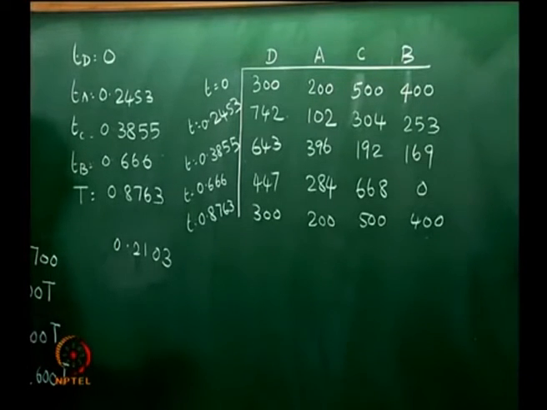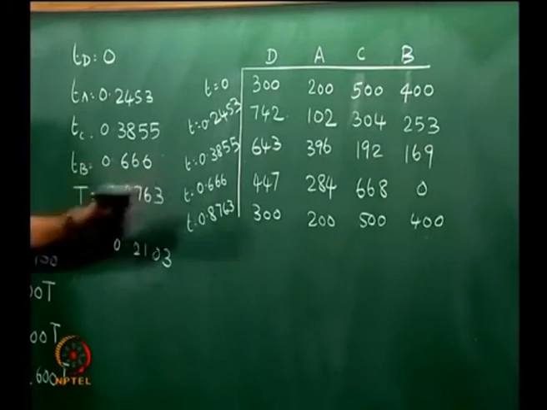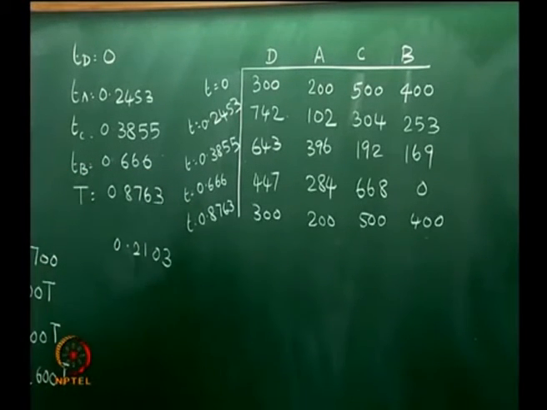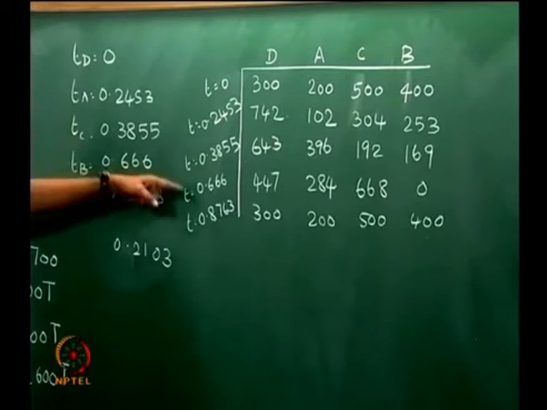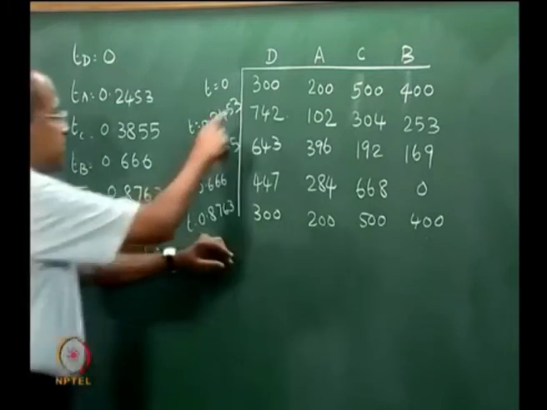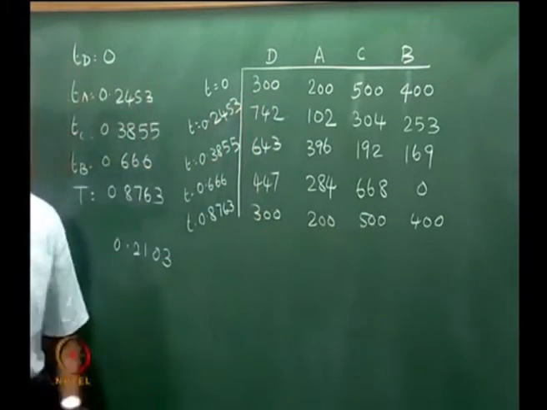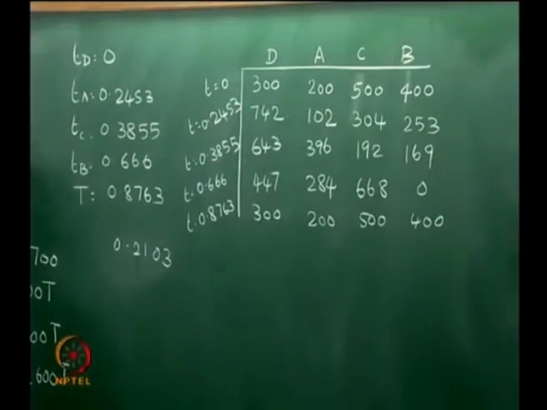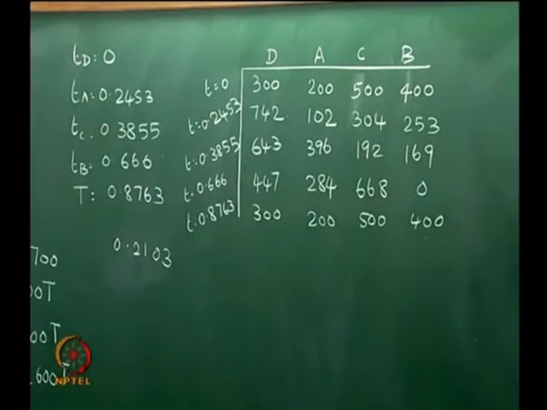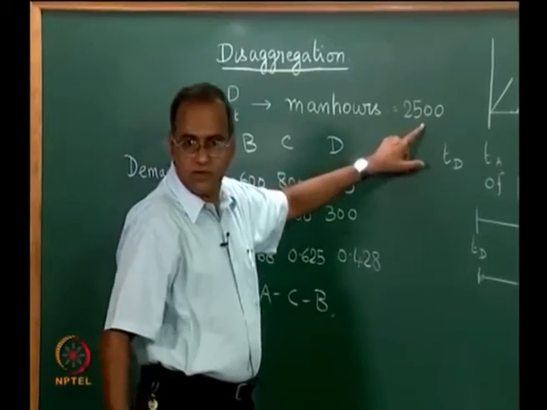Consumption is 147 and this is 447. So balance inventory is 300. So we realize that at the end of the first cycle or at the beginning of the second cycle, the inventory position comes back to the same 300, 200, 500 and 400. And that is largely because of the assumption that total demand is 2500 while production is 2500.